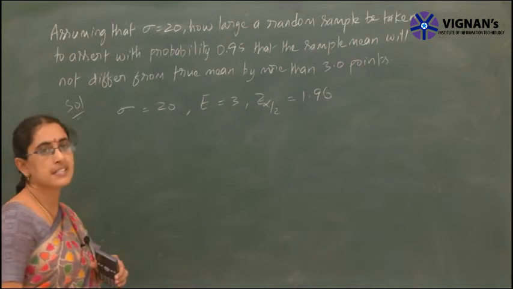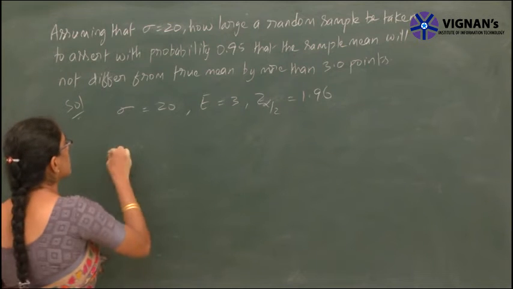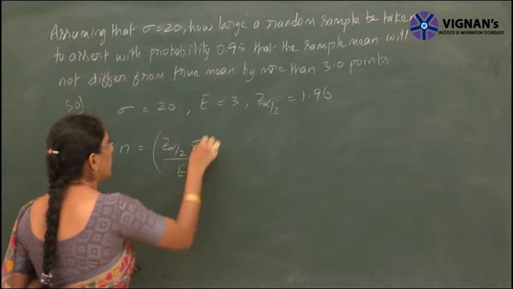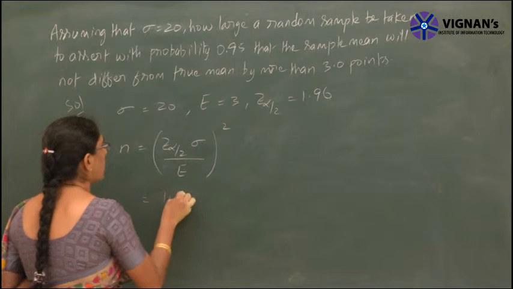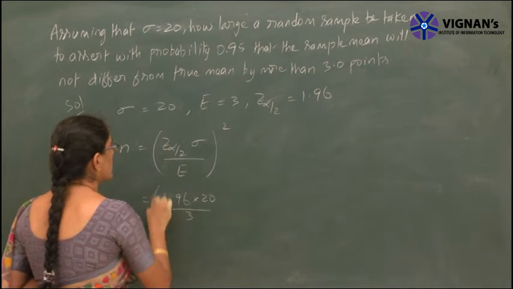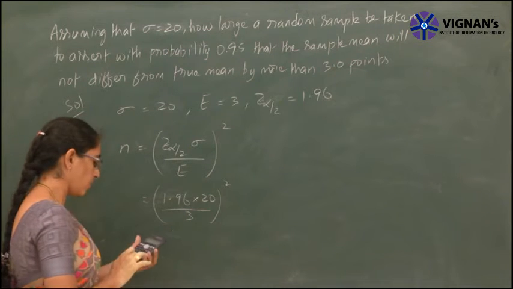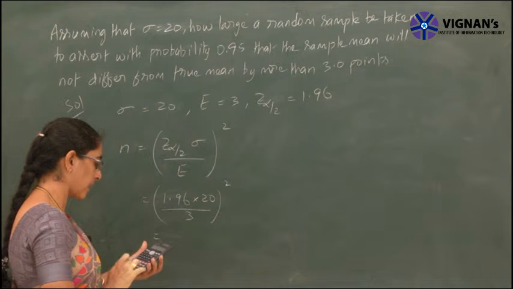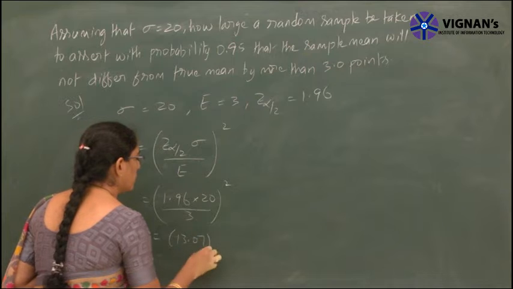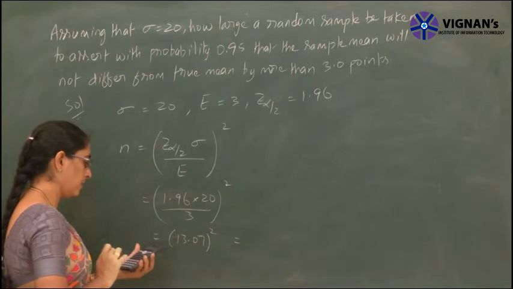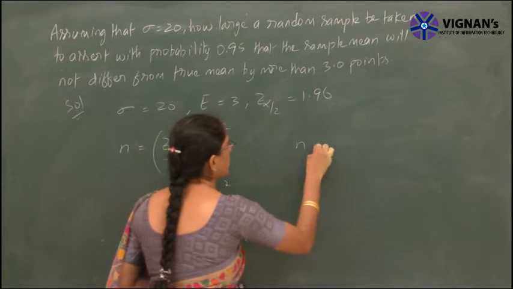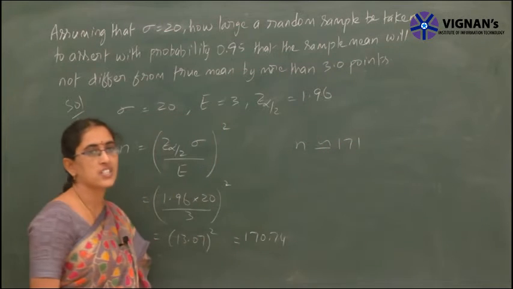So to find the sample size when the mean is given, the formula is here n equal to (Z alpha by 2 into sigma by E) whole square. So that means 1.96 into sigma is here 20 by error is 3. So this whole square we have to do here. So 1.96 into 20 divided by 3 is 13.07. Now this square becomes 170.74 here. So that means the sample size is approximately 171.